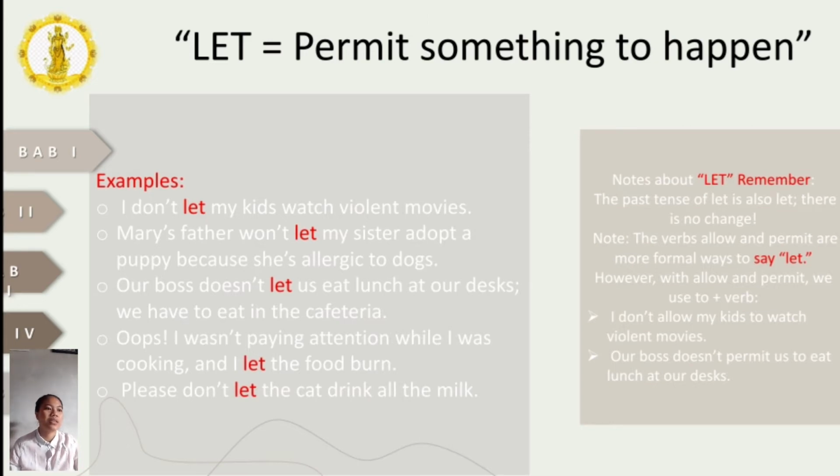The verbs allow and permit are more formal ways to say let. However, with allow and permit, we use to plus verb. For example: I don't allow my kids to watch violent movies. Our boss doesn't permit us to eat lunch at our desk.